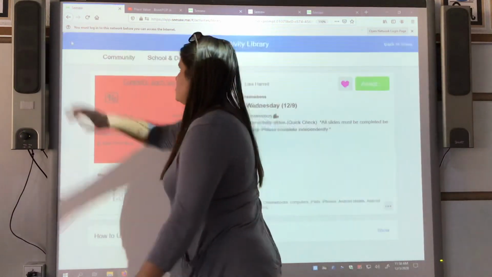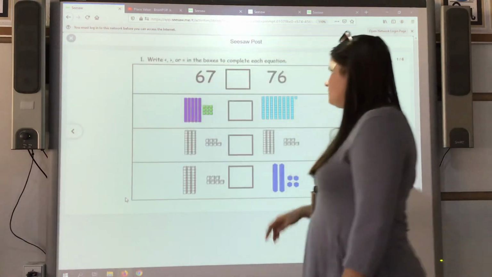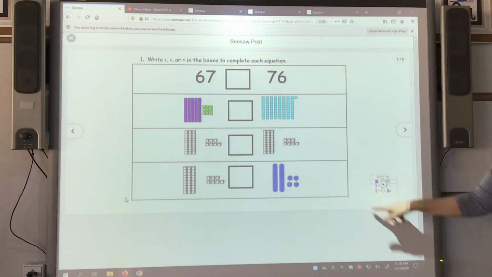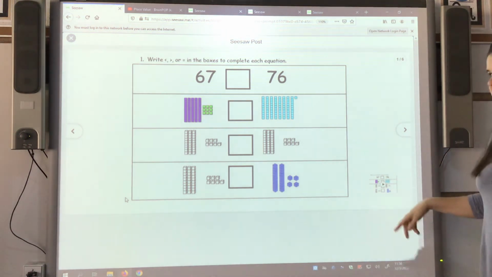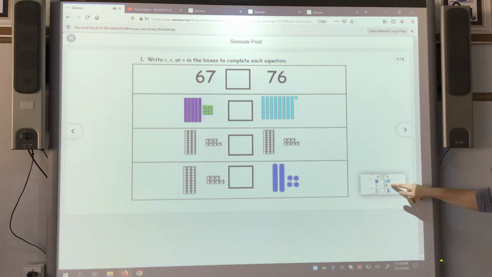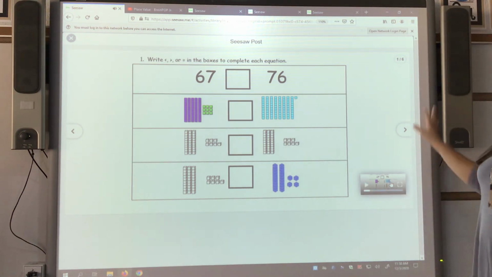Let's look at your quick check real quick. On your quick check, you have 6 different problems. They have all been voice recorded for you. If you need help reading the problems, just tap that link and you can have it read to you. Make sure you complete this quick check.